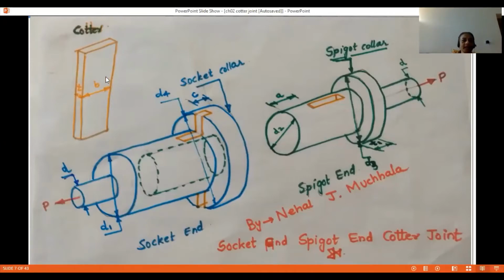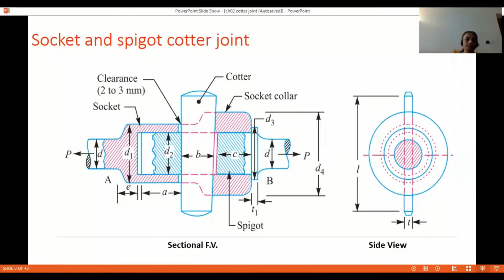The quarter will be given a taper. The taper value is normally 1 in 24 to 1 in 48. The taper is provided for easy insertion and removal of the cotter.